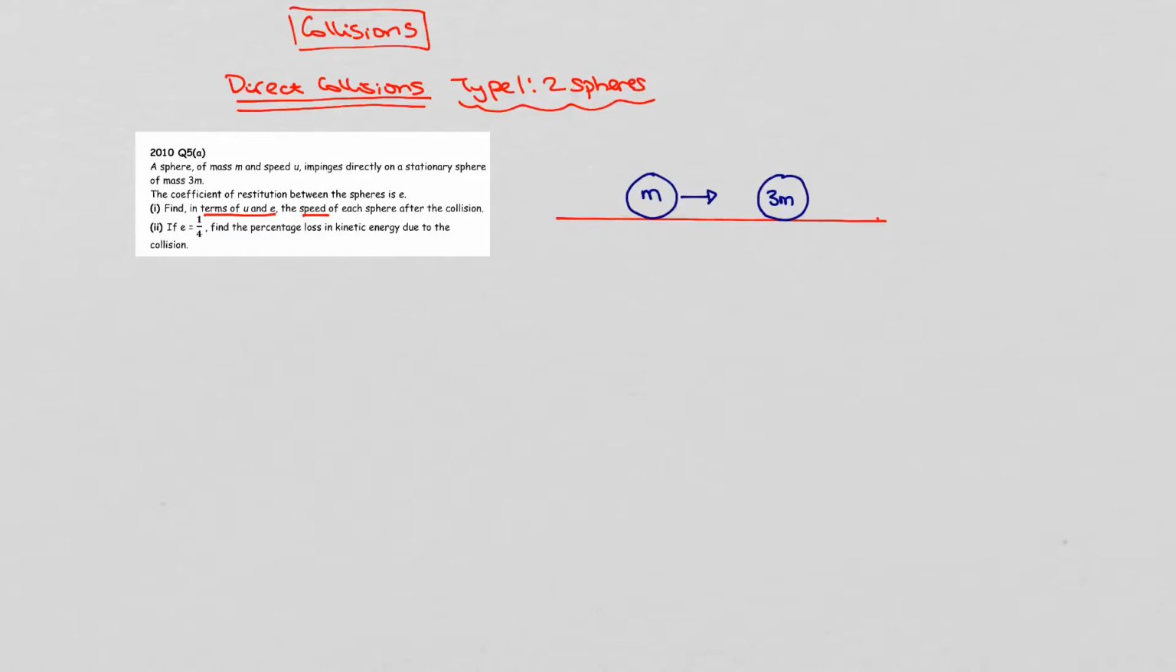So we have m moving towards 3m, and we need to add in that the velocity of m is u meters per second, whereas the 3m is at rest. In other words, it's not moving. So in our table, we're going to do our before, our mass, and our after.